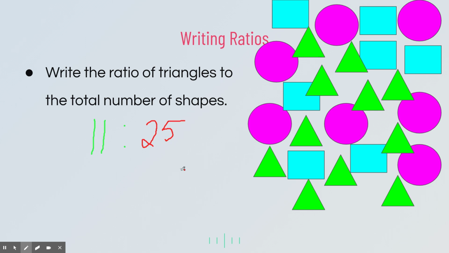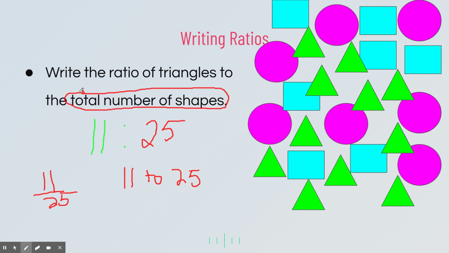So we have 11 to 25, or 11 over 25, or 11 colon 25. Those are 3 ways to show it. It is a part to whole because this is the total number, so that is the whole amount of shapes we have. All right. So that one I think is super easy, super self-explanatory.